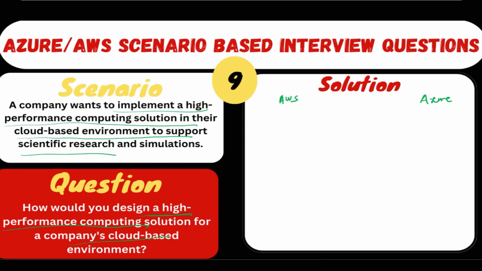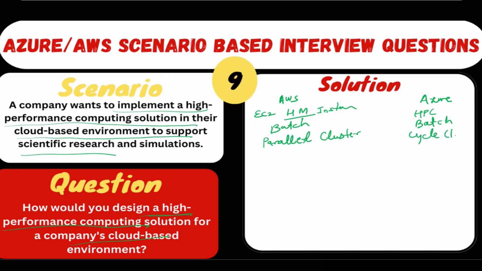When we are talking about a high performance computing solution, we need to think about the EC2 high memory instance in AWS. We also need to think about the AWS Batch service, which will help us manage and schedule the execution of batch computing workloads. Then we need to think about the AWS ParallelCluster service, which will help us provide high performance storage for input and output data. So these are the services from AWS. Similarly, we have services from Azure like HPC virtual machines, the Azure Batch service, and the Azure CycleCloud service.